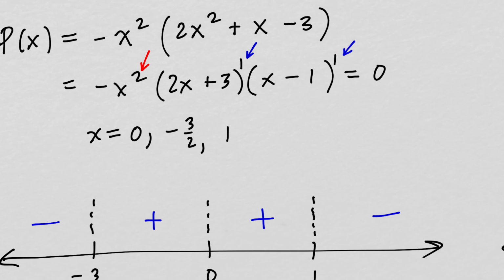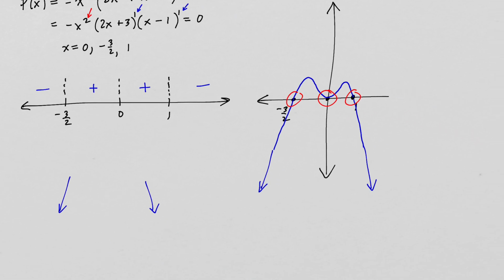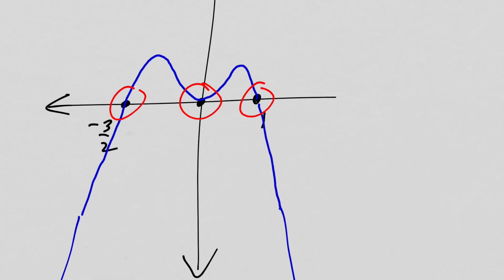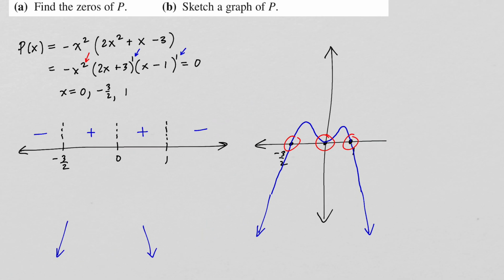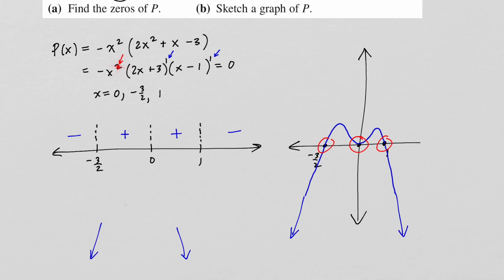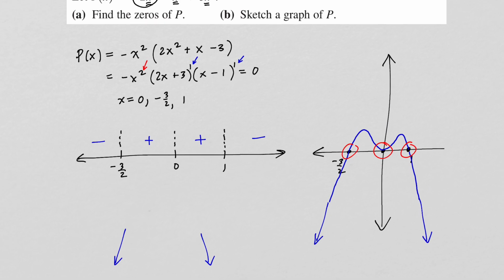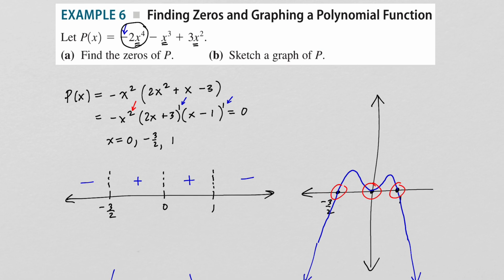So when the power of a factor is odd, the 0 is going to be a pass-through type of 0. Okay, so this passes through, meaning that it's negative on one side and positive on the other side. Same thing over here, negative on one side and positive on the other side. But when the power is even at that x-intercept, it's not going to pass through. It's going to do a touch and turn around type of behavior. So let me go ahead and bring in a nice picture of this graph, and then we'll talk a little bit more about how you can test for that kind of behavior.